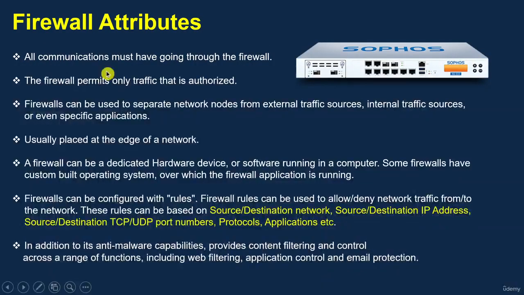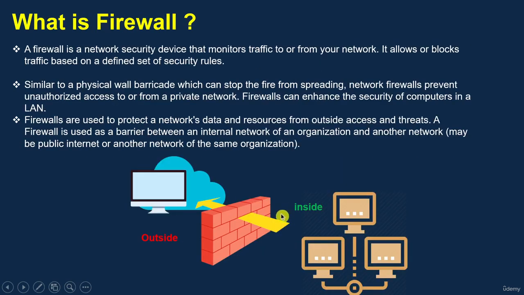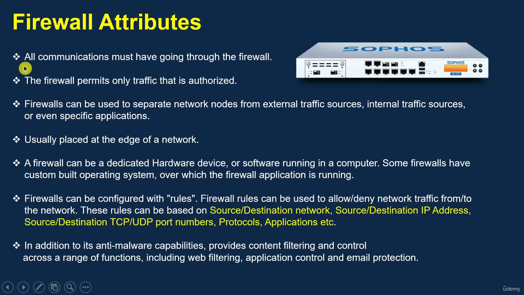Let's move to the next slide, where we are discussing firewall attributes. The first one is that all communication must go through the firewall. Let me go to the previous slide again. All the communication goes through this firewall, otherwise we cannot interfere with this traffic, we cannot monitor and license this traffic. Bypassing the firewall means we cannot see this traffic. That's the first thing: all communication must go through the firewall in order to secure the internal network.